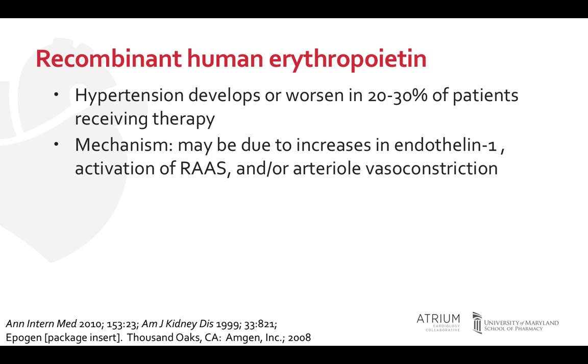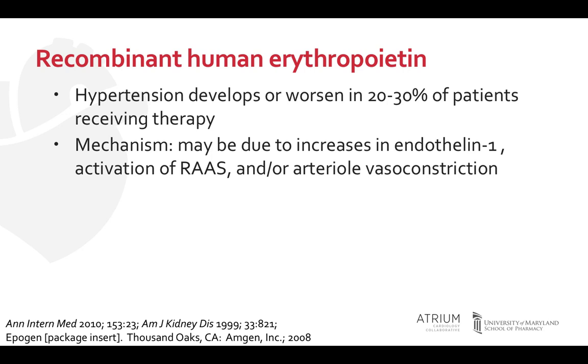There are multiple mechanisms proposed in which erythropoietin leads to elevations in blood pressure. This may be due to increases in endothelin-1, which is a potent vasoconstrictor, activation of the renin-angiotensin system, and/or arterial vasoconstriction, among other potential methods. The rise in blood pressure can occur as early as 2 weeks in therapy and can be seen even after 4 months of therapy after it has been initiated.